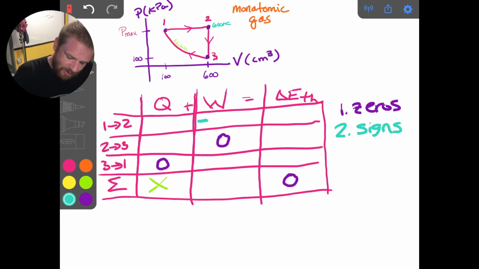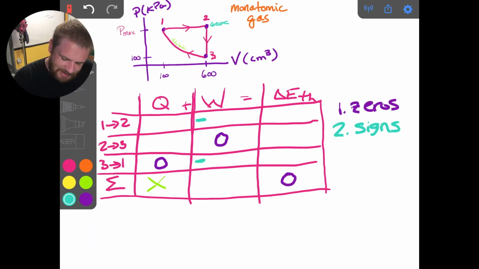From 3 to 1, we are smashing the gas there. We are compressing the gas. And so we're going to have positive work from 3 to 1.